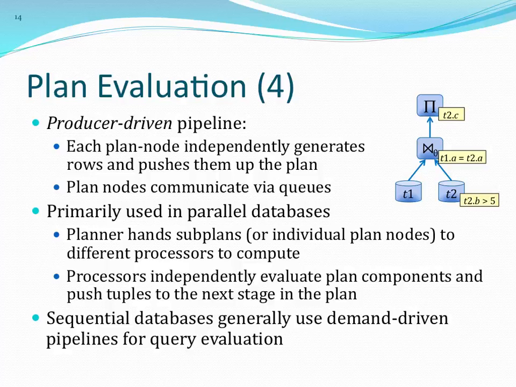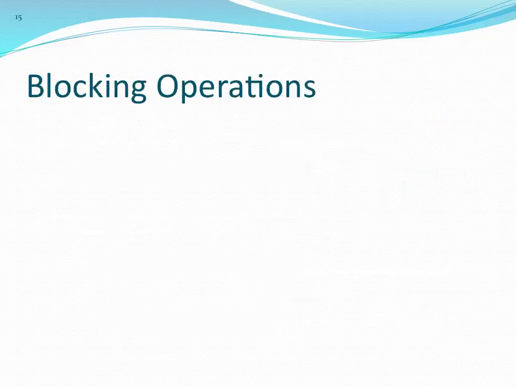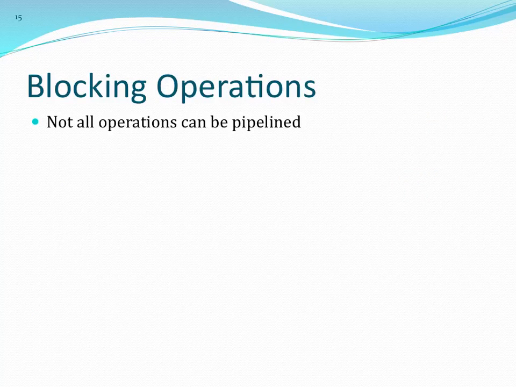Okay, any questions about pipeline evaluation? Now you'll notice that there's certain situations where you have operations that can't be pipelined. Can anybody think of an obvious one where you have an operation that can't be pipelined? Where you actually have to consume all of your inputs. Yeah. I'm sorry? Correlations make your life miserable.